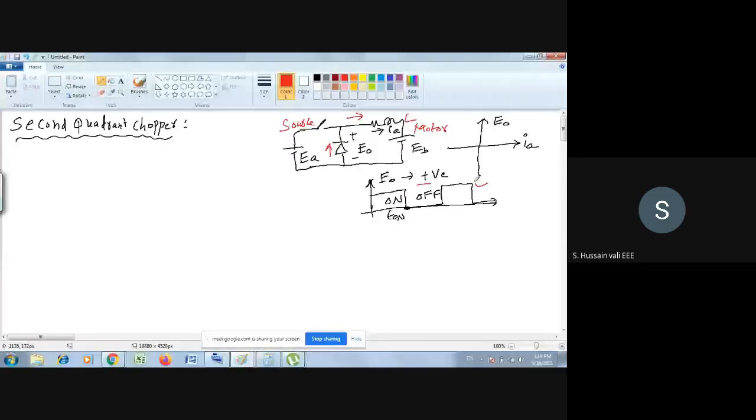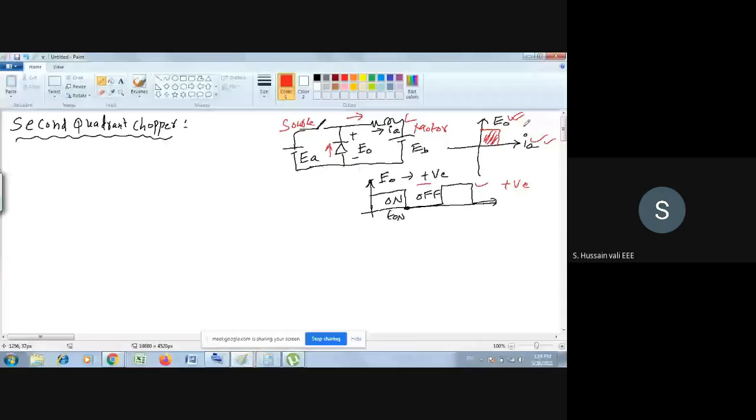It means why we are calling it the first quadrant chopper is that, if I take E naught on the y-axis and IA on the x-axis, you will find the operation is always here in the first quadrant. That is the reason we call this the first quadrant chopper. Whether the switch is on or off, E naught is always positive and IA is always positive. When the y-axis and x-axis are both positive, it is the first quadrant.